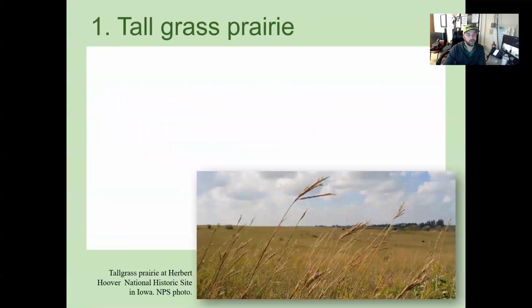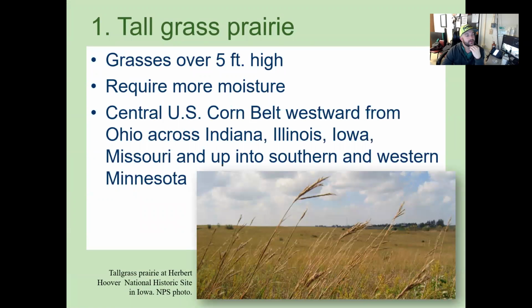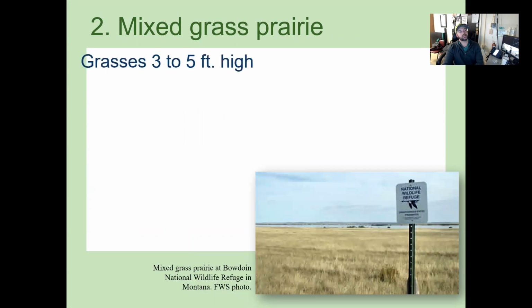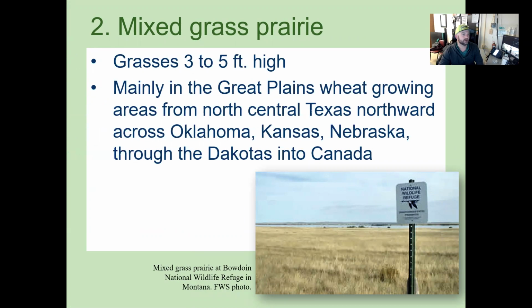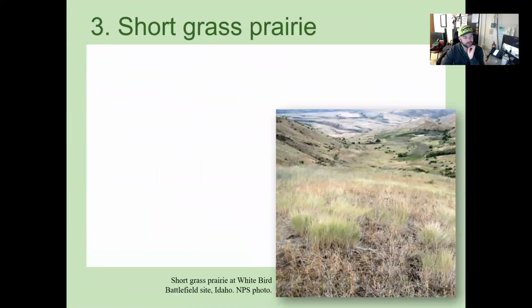So where are grasslands found? Tall grass prairie: grasses over 5 foot high, requires more moisture. Central U.S. Corn Belt, westward from Ohio across Indiana, Illinois, Iowa, Missouri, and up into southern and western Minnesota. Mixed grass prairies: grasses are 3 to 4 foot high here, mainly in the Great Plains wheat growing areas from north central Texas northward across Oklahoma, Kansas, Nebraska, through the Dakotas into Canada. So much less rainfall than tall grass prairies.